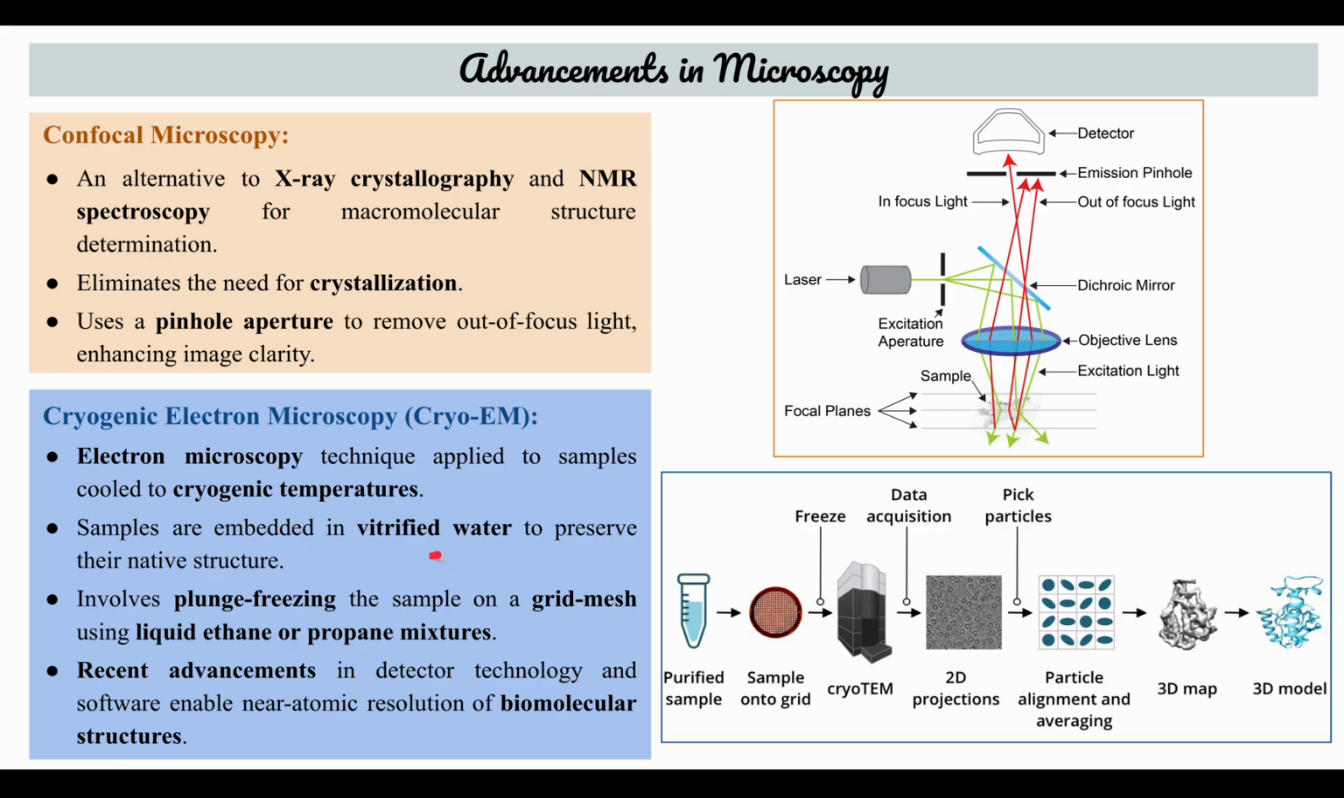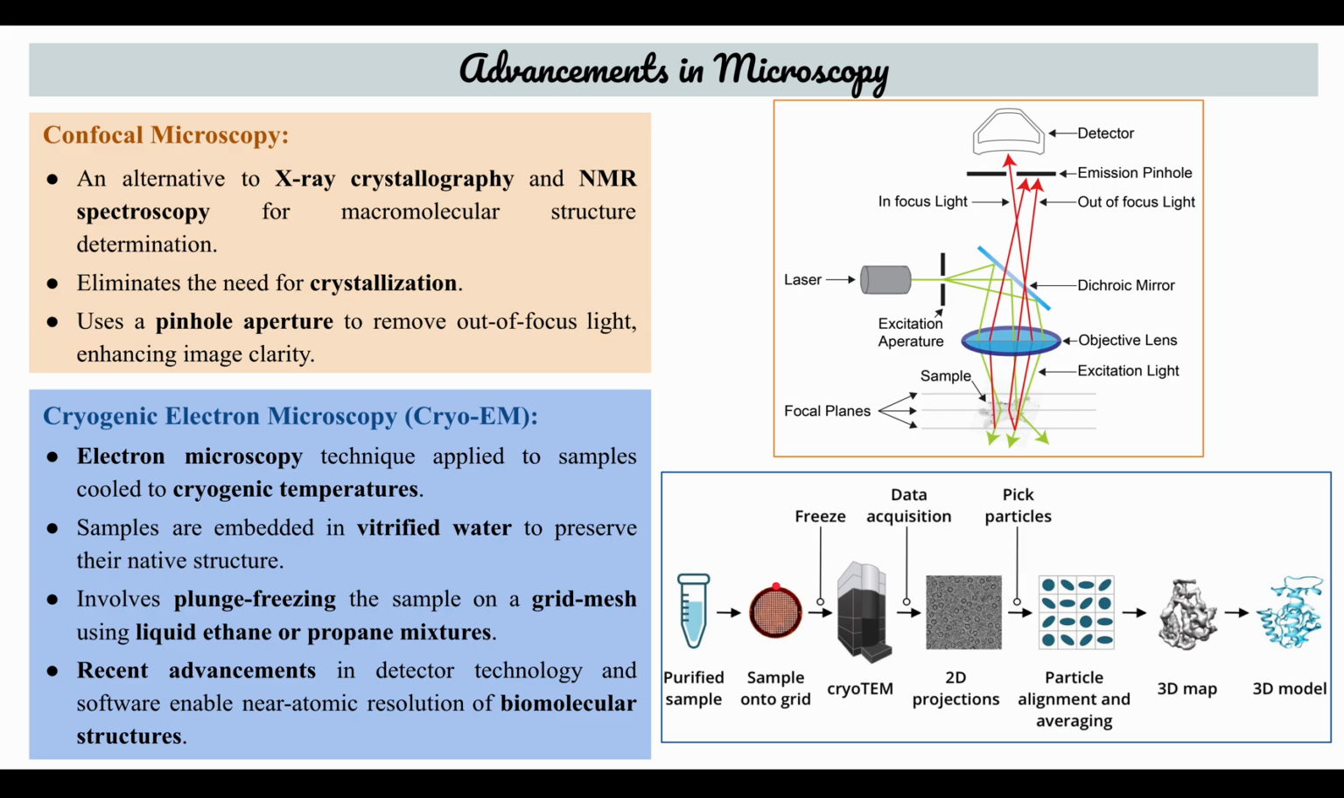In this, samples are embedded in vitrified water to preserve their native structure. It involves plunge freezing the sample on a grid mesh using liquid ethane or propane mixtures. How these samples are prepared and what is the need for vitrification or plunge freezing, all these techniques we'll look at in the subsequent slides. Recent advancements in detector technology and software enable near atomic resolution of biomolecular structures. So with the help of cryogenic EM, we can look at the atomic resolution of biomolecular structures such as proteins and nucleic acids.